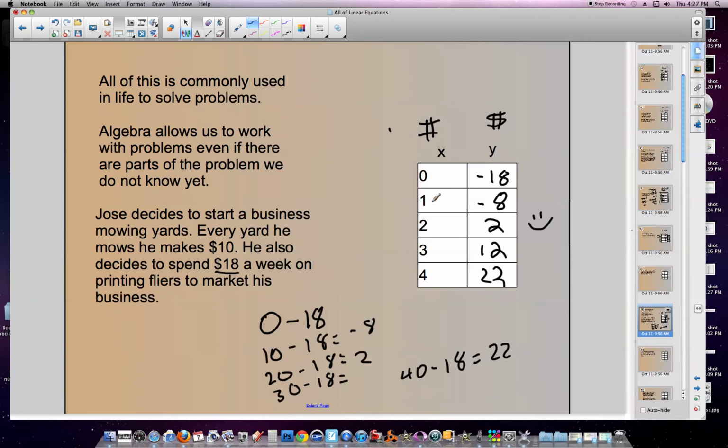You can see this relationship of how many yards he mowed. The function was that he got $10 for every yard, right? The function is that he made $10 for every yard he mowed. And that he spent $18, right? So we can put in however many yards he mowed, and that's going to give us the amount of money he spent, or the amount of money he made, or lost in this situation, with his mowing business.